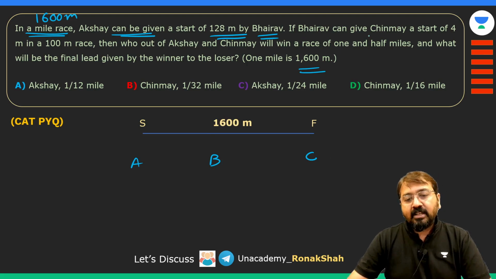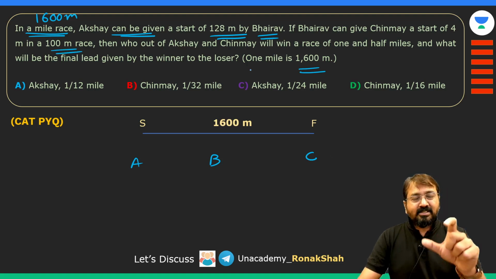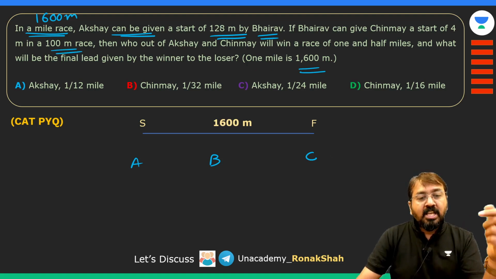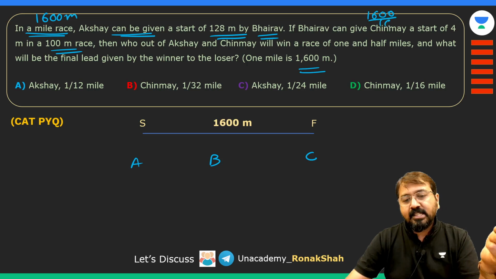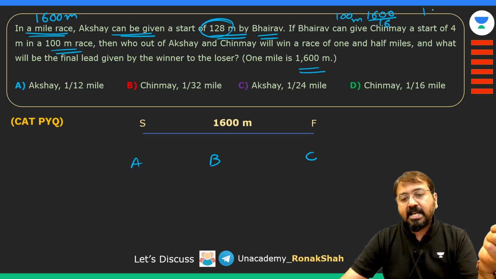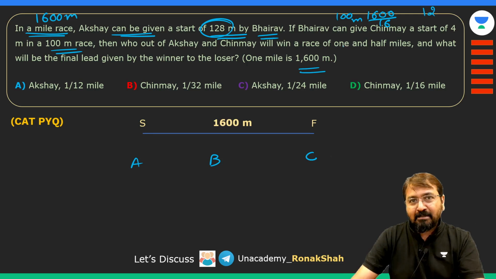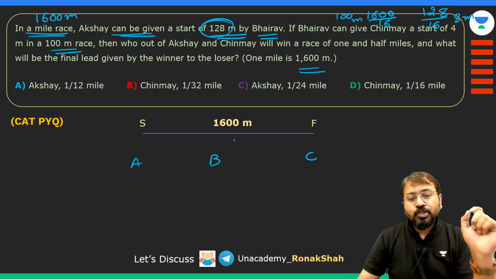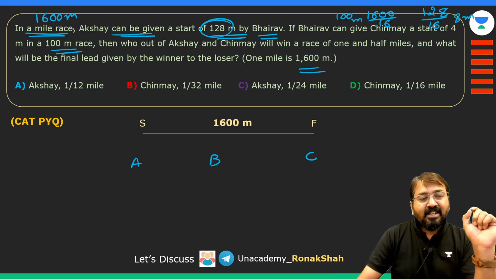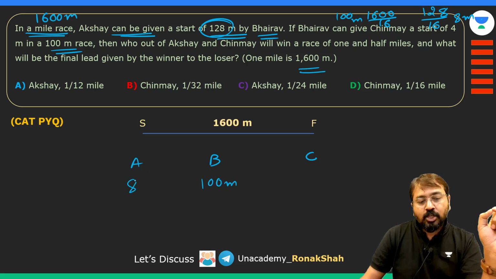Further, if Bhairav can give Chinmay a start of 4 meter in a 100 meter race, now this 1600 is a very complicated number. So what we can do is divide 1600 by 16, so we will get 100 meter over here. Similarly, if I divide 128 by 16, I know that 16 eights are 128, and for that you should be good at tables. So 128 divided by 16 is 8 meter. So we can simply say that in a 100 meter race, Bhairav can give Akshay a start of 8 meter.